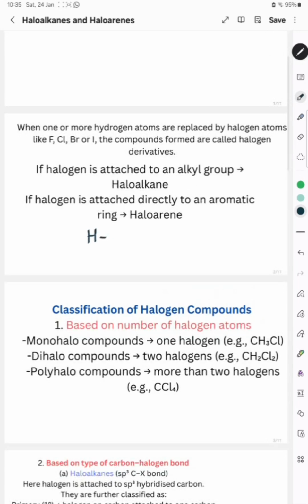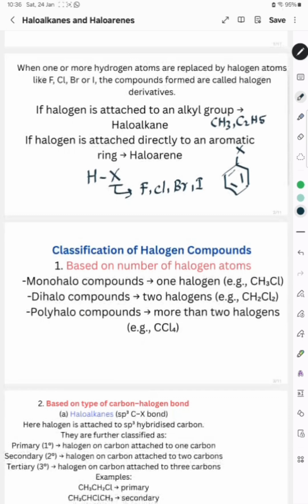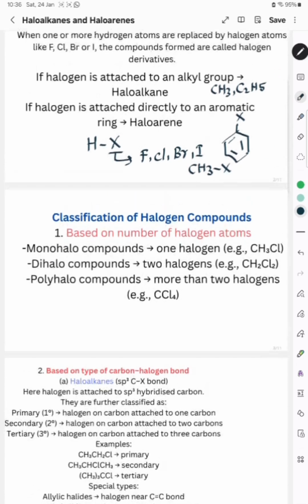Here they will be in the form of HX. X is fluorine, chlorine, bromine and iodine. If halogen is attached to an alkyl group, this is called haloalkane. These alkyl groups are methyl, ethyl and so on. If a halogen is attached directly to an aromatic ring like benzene ring, then the haloarenes are formed. If halogen is attached to an alkyl group, it forms like CH3X. Here the X belongs to halogen atoms.